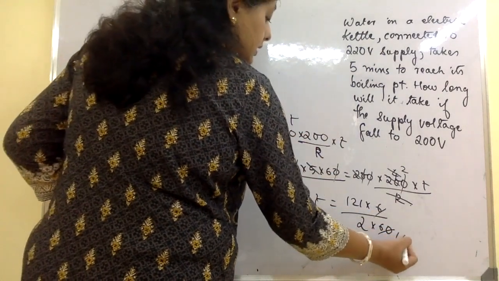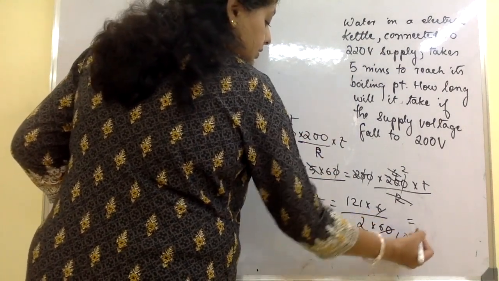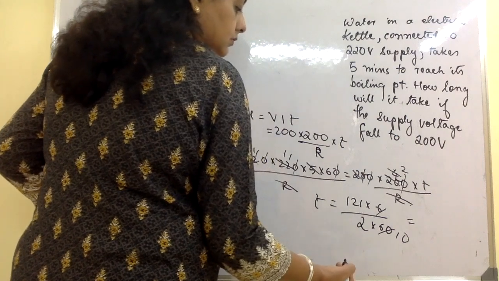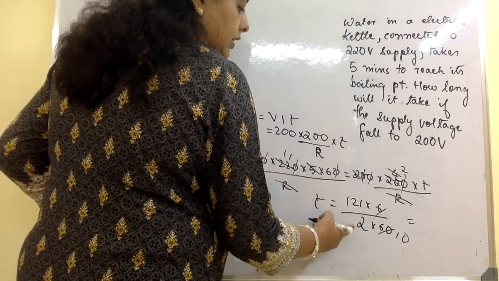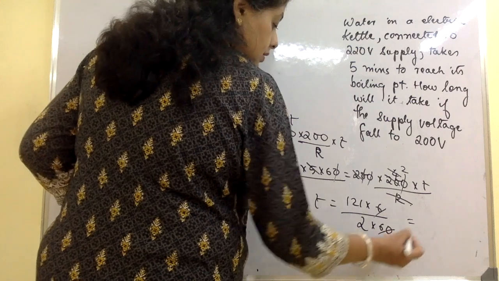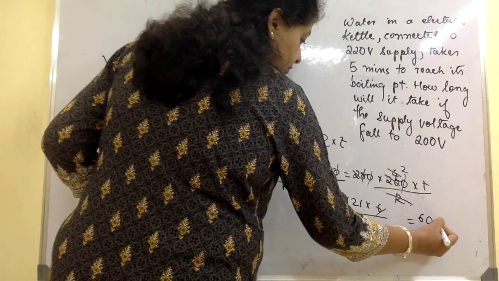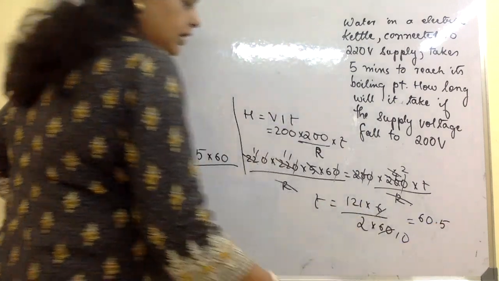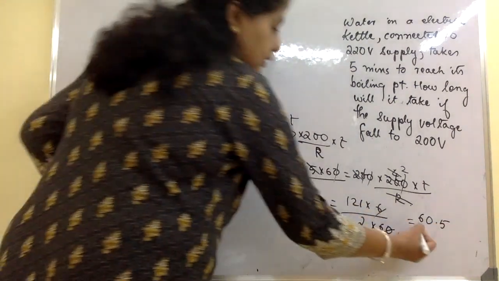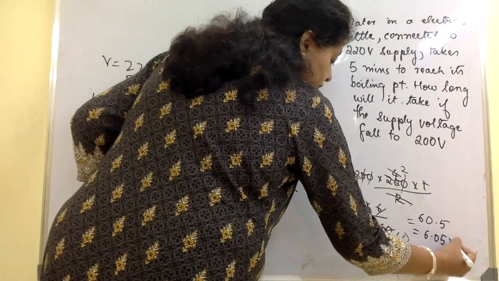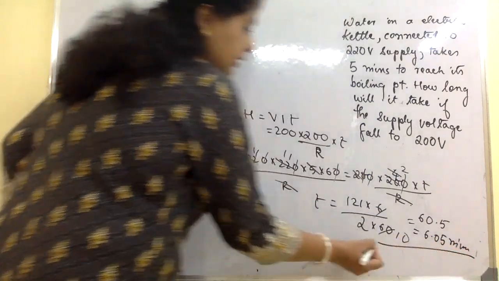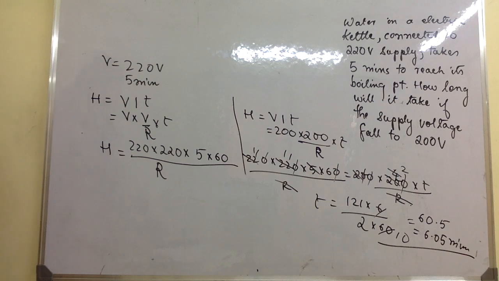So this is 10. Now, how much is it? 121 by 2 is 60.5. Okay, divided by 10, that is 6.05 minutes. Okay, so that is my answer.